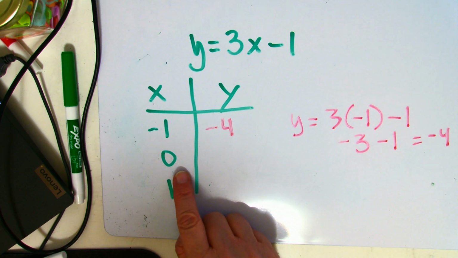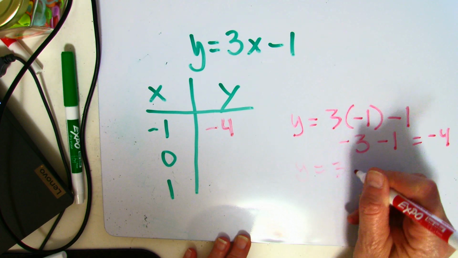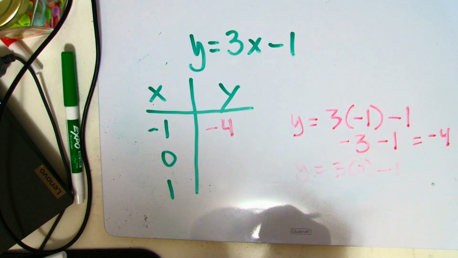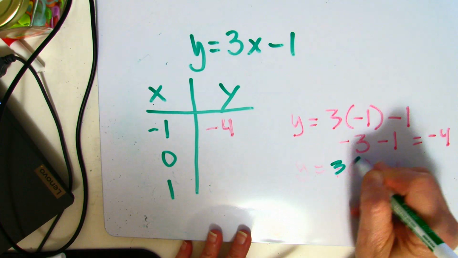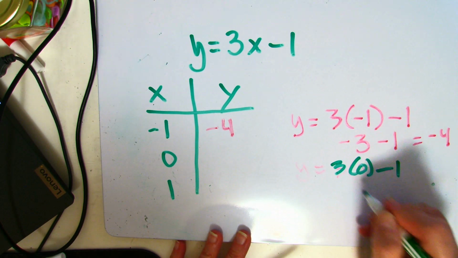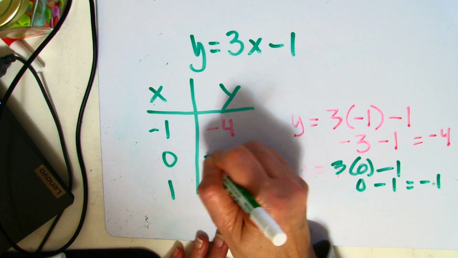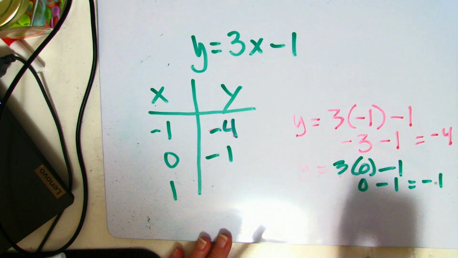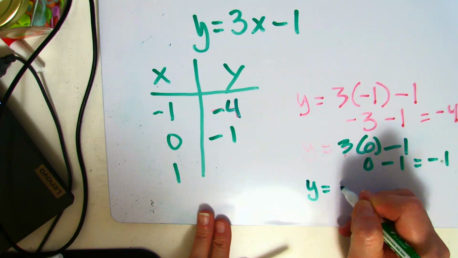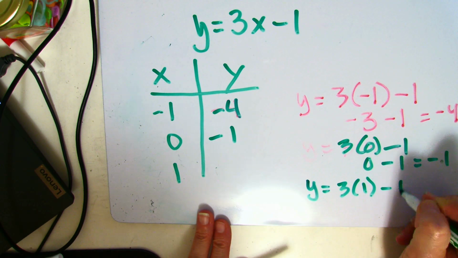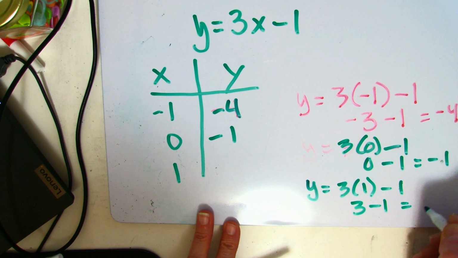For the next one, x is going to be 0, and so that's going to be y equals 3 times 0 minus 1, which is going to give me 0 minus 1, or negative 1. When x is 1, I'm going to have y equals 3 times 1 minus 1, which will be 3 minus 1, or 2.